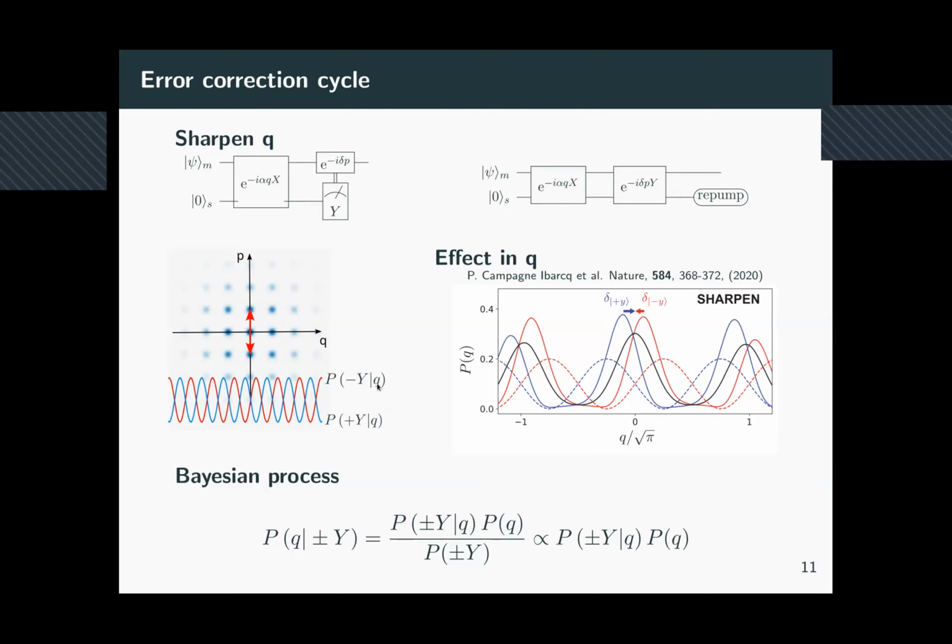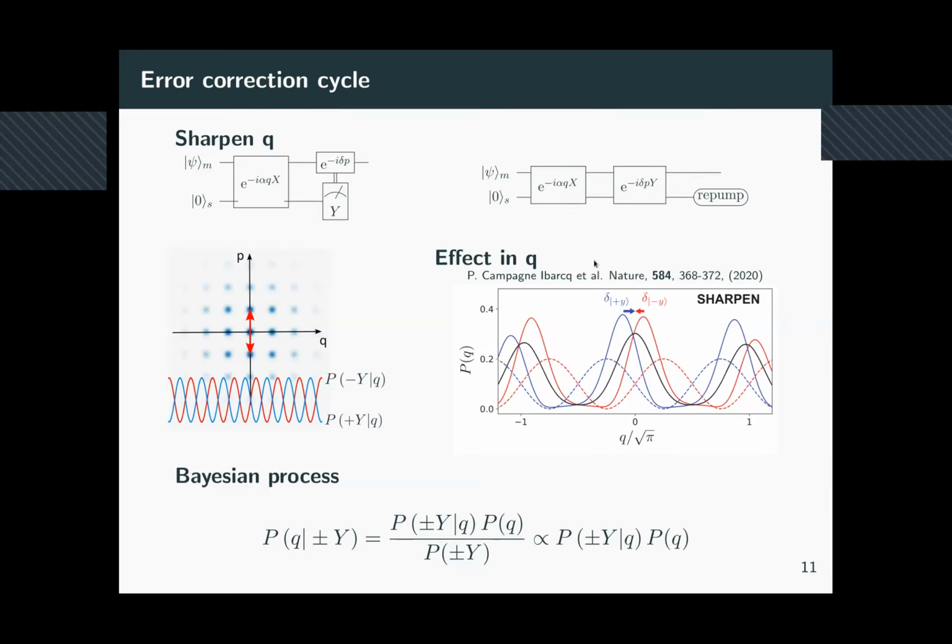So here I plot the probability of the Y measurement as a function of the position of the oscillator. And a nice way to think about the post-measurement state, which was shown in Philippe's paper, was that you can think of this as a Bayesian process. So the initial state, which is in black, gets essentially multiplied by the probability of the spin measurement outcome conditioned on the position. And then you see that this does some sort of sharpening, that you project your code more and more into the infinite energy GKP state. And then you also have to apply some feedback.